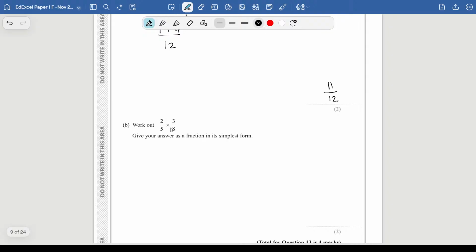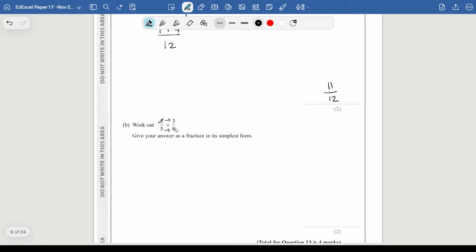Work out 2/5 times 3/8. The answer should be in the simplest form. So here we can multiply the numerators together and the denominators. When we are multiplying fractions, the denominators don't have to be the same. It's a straightforward approach. Either we can multiply and then simplify, or I can simplify in the beginning itself.